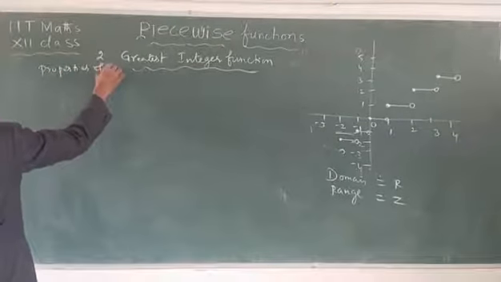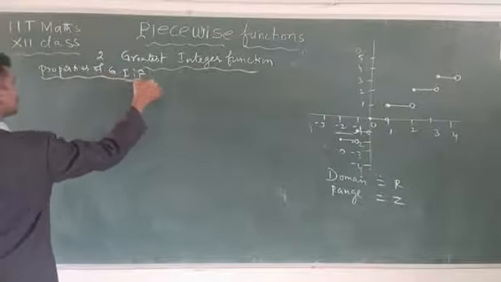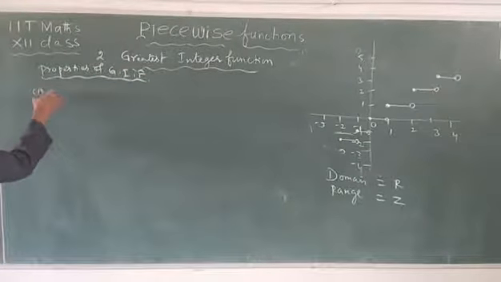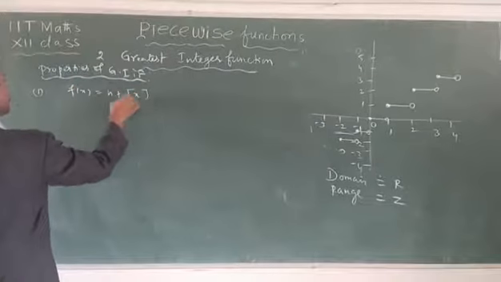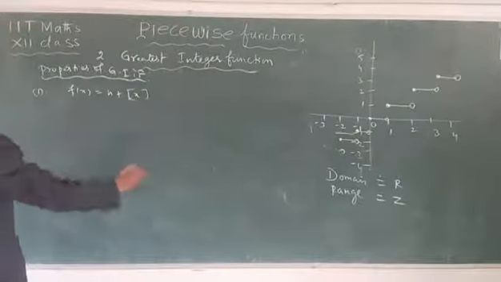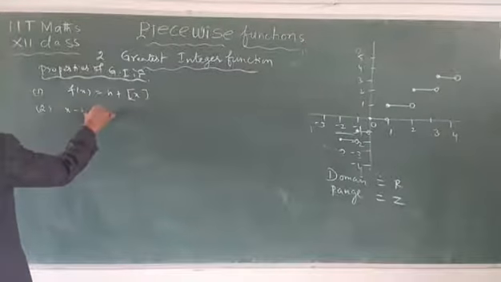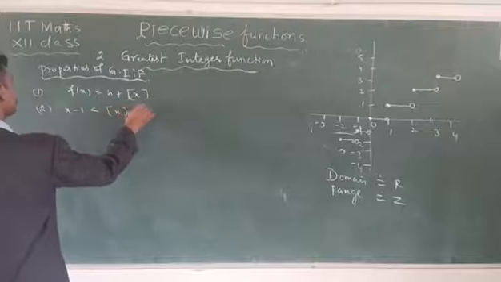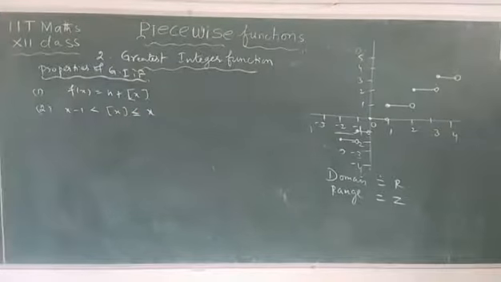Okay, now we have to see the properties of GIF. GIF means greatest integer function. Okay, now the first one is here: f of x is equal to n plus 1, integer, plus this is a step x. Now the second one is here: x minus 1, this is the least value, then here less than or equal to x, it lies between x and x minus 1.